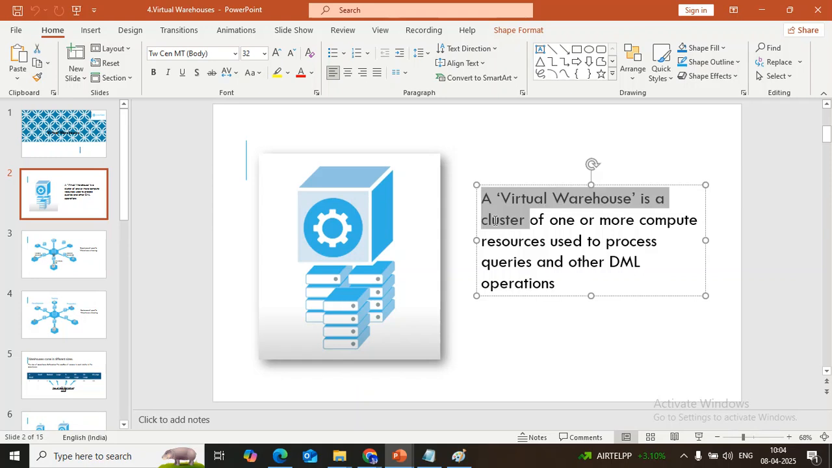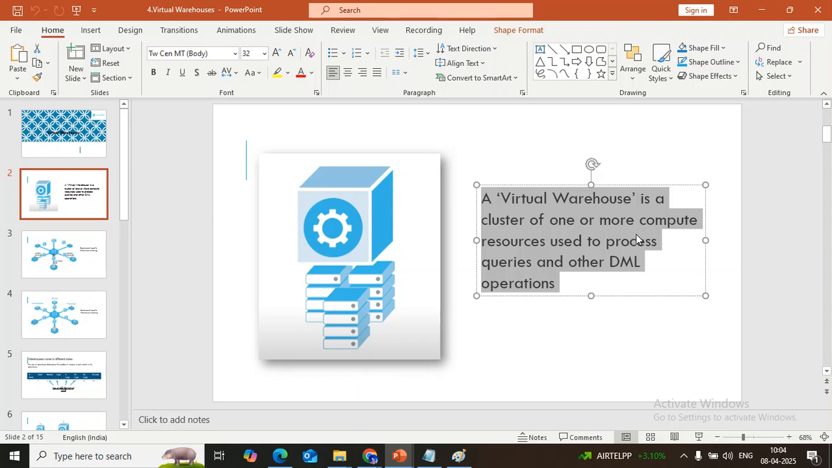Guys who joined today, please write this down. A virtual warehouse is a cluster of one or more compute resources used to process queries and DML operations. The next term I have mentioned is compute resources. The question will come: what are compute resources?